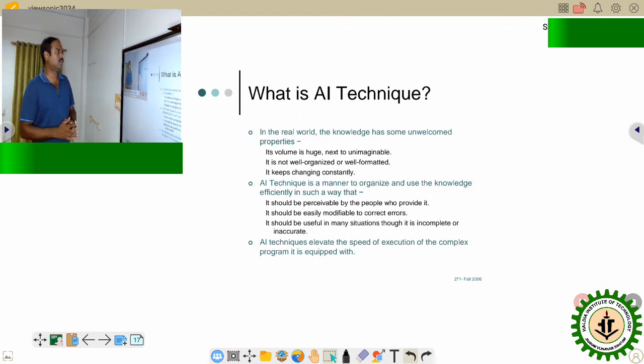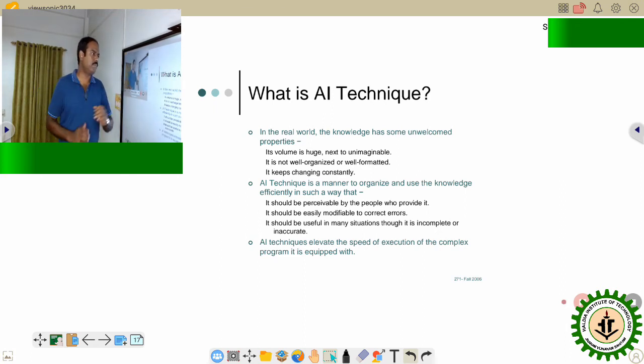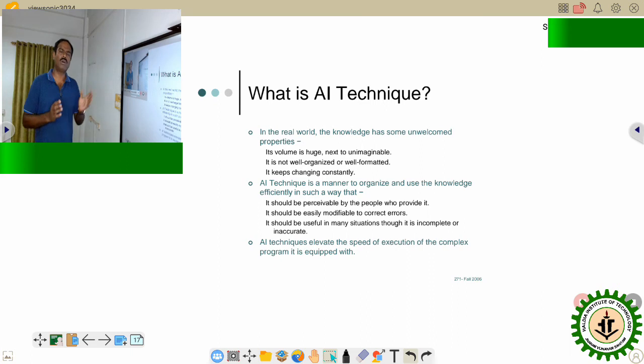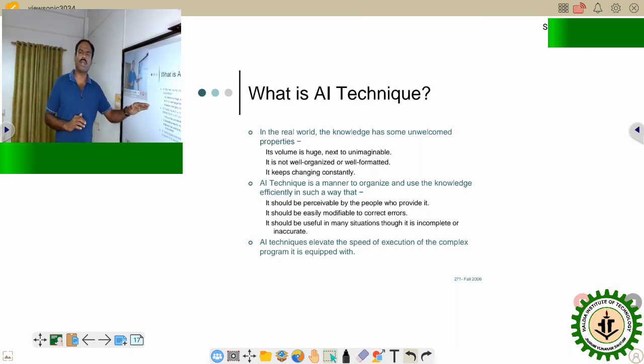So, what is AI technique? Now, in the real world, knowledge has some unwelcome properties. Obviously, the volume of knowledge is huge, and it must be well organized and well formatted. Otherwise, no computer can access the data.